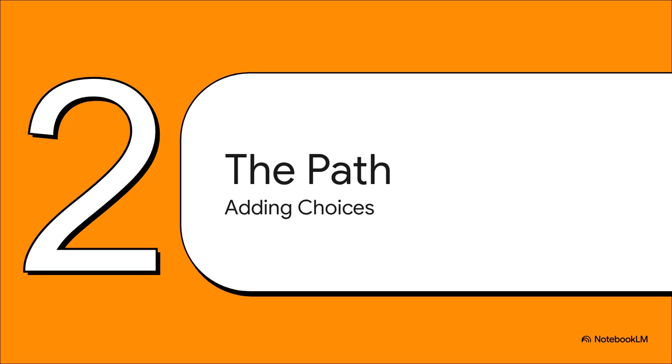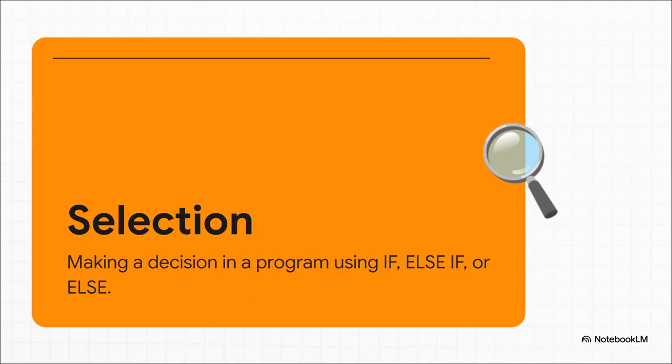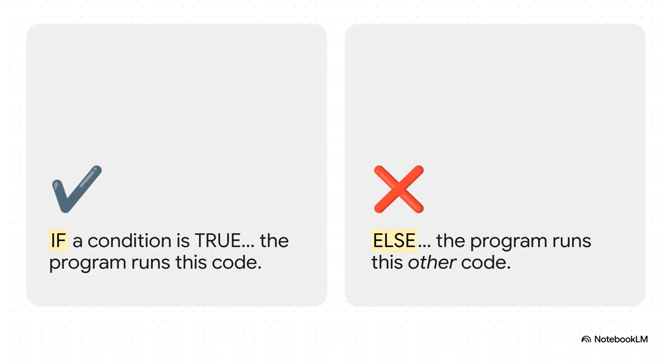And that brings us to our next key ingredient, adding choices. This is called selection. And this is how we start to give our programs a bit of a brain. We use simple little words like if and else to tell the computer, hey, check if this thing is true and then pick a path. It basically creates a fork in the road. The program asks a simple question. If the answer is yes, it goes down one path. Else, if the answer is no, it goes down a totally different one. It's a simple little choice, but it's an unbelievably powerful idea.